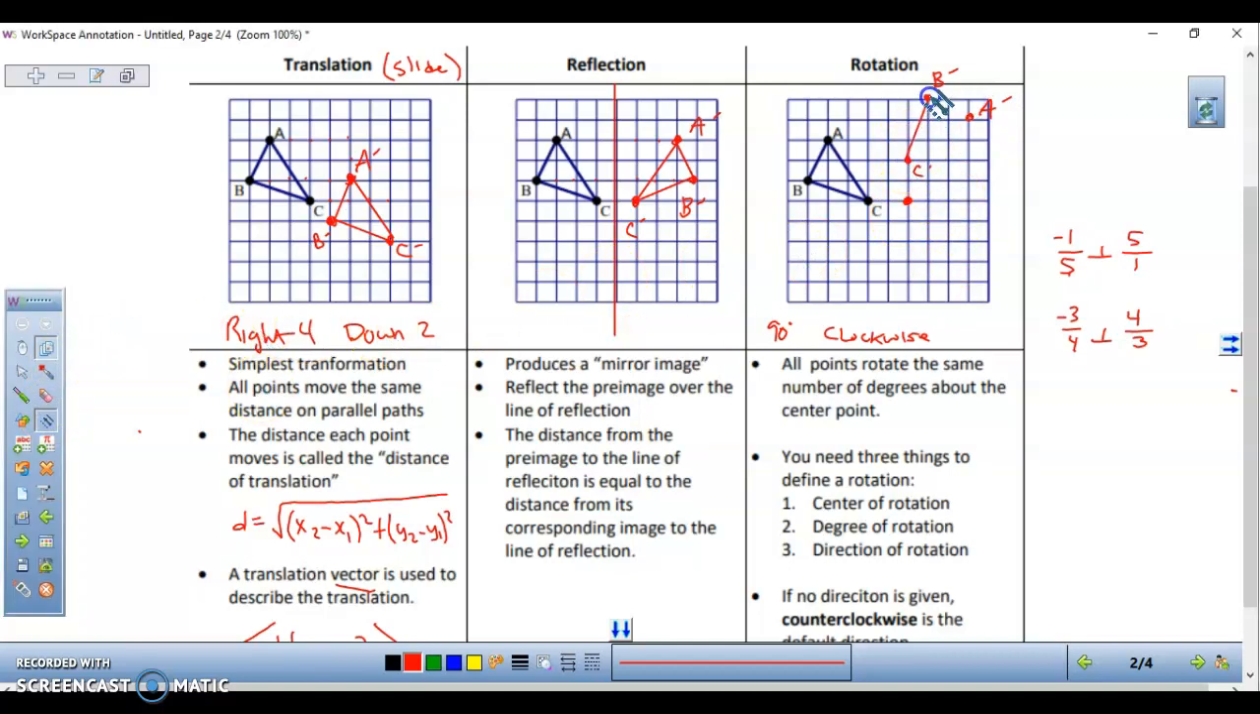Now, you guys, that's a bit confusing, and don't worry, we're going to talk more in detail about how you do rotations later. Today is just an introduction. There you have it. There's my 90-degree rotation of triangle ABC to triangle A prime, B prime, C prime.